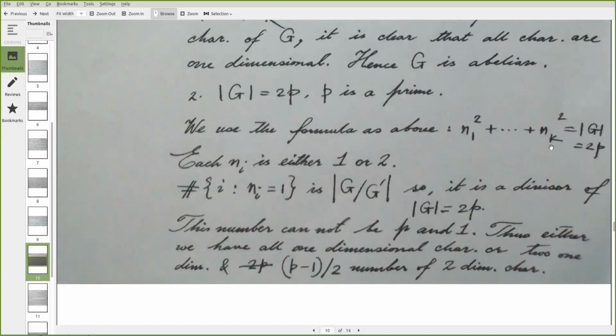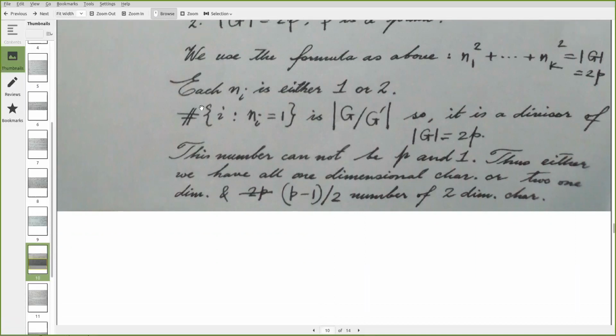In that case, you can just count that the number of two-dimensional characters has to be (p minus 1)/2, because 4 times (p minus 1)/2 will be 2p minus 2, so that now both sides match. Thus for a group of order 2p, where p is a prime, either we have all one-dimensional characters, or there are only two one-dimensional characters and (p minus 1)/2 two-dimensional characters.